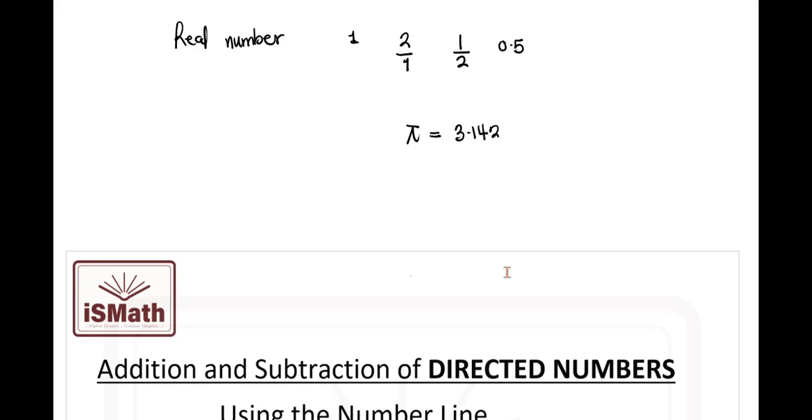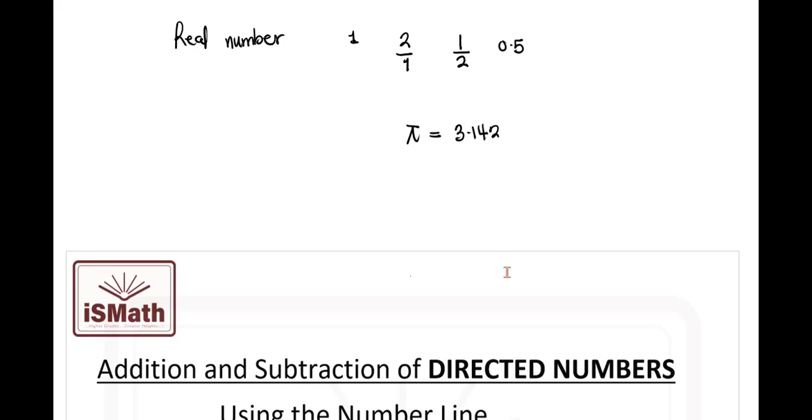Now, another vocabulary I would like to introduce is what we call integers. Integers are numbers that are real. In other words, they are real numbers, but not only are they real numbers, they're also whole numbers. So integers are real numbers which are whole numbers, and these numbers could either be positive or negative. Now, positive and negative numbers may be called directed numbers.